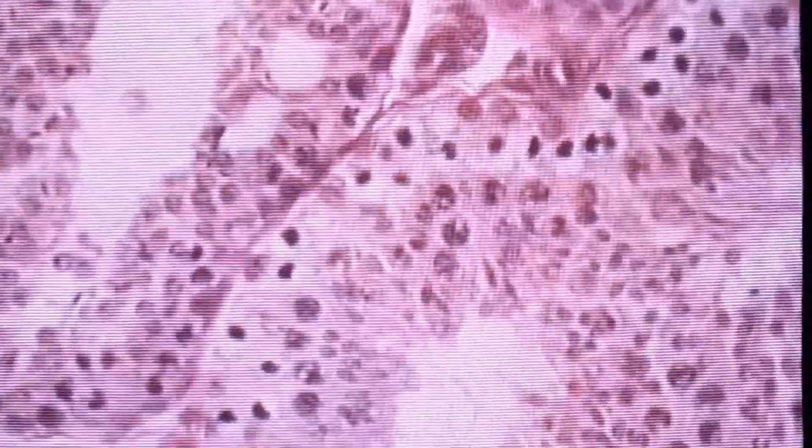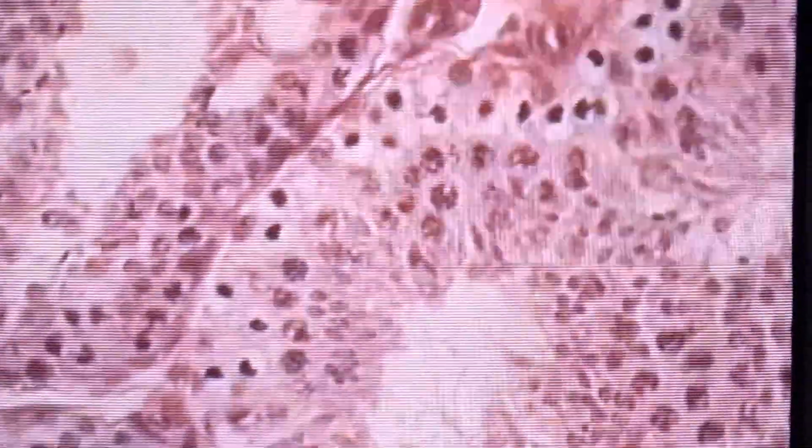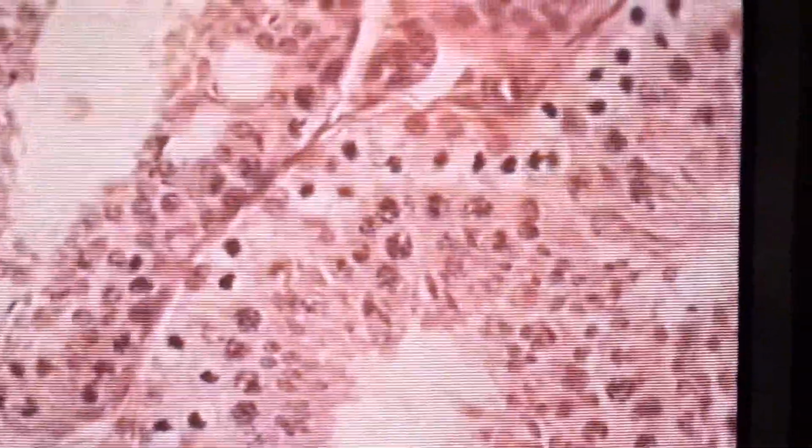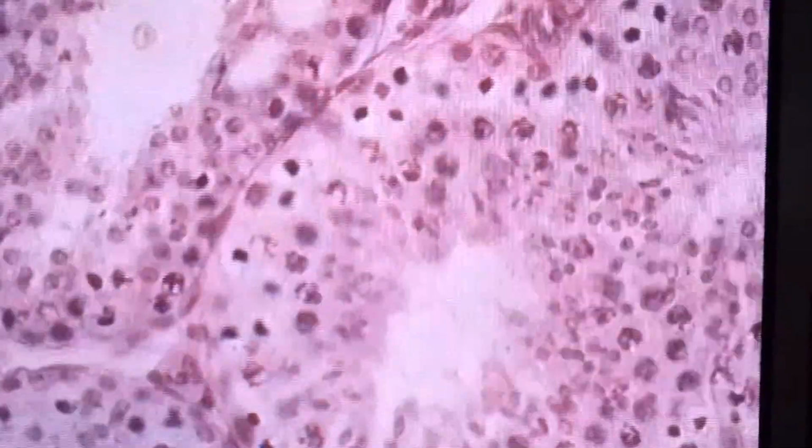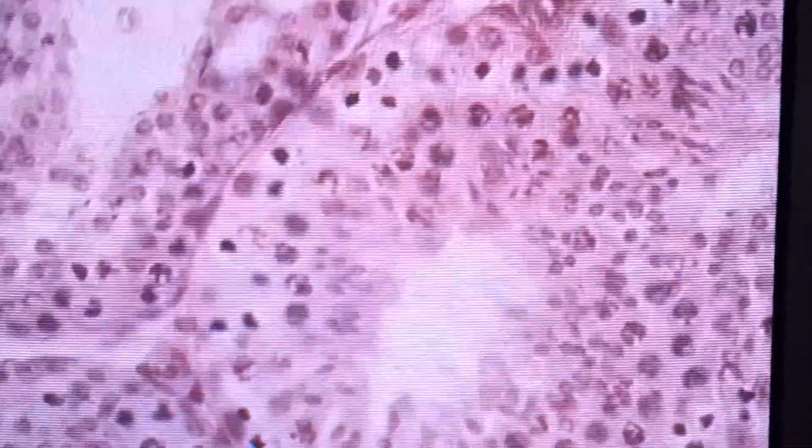What's right in the middle of that tubule? I don't know, it just looks like a blob of residual something. It's nothing that's taking on a stain. Obviously an ovum. Fertilization takes place in the seminiferous tubule. But I don't think so.